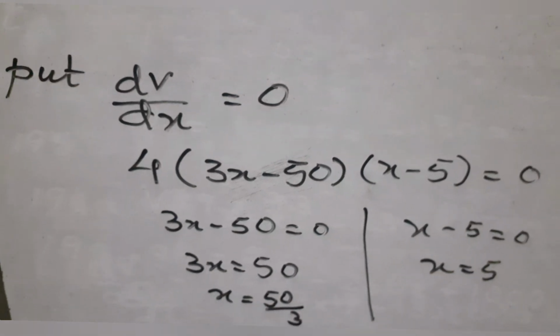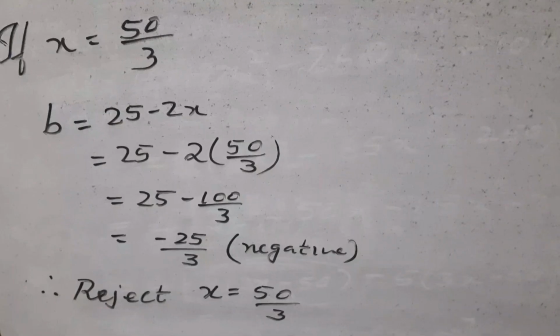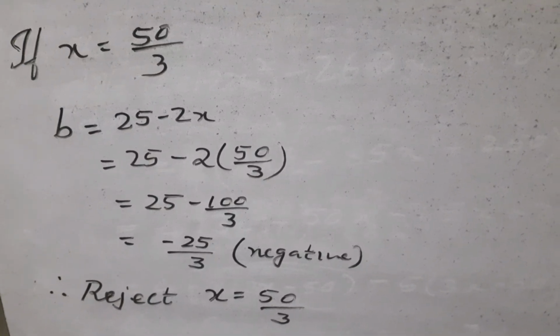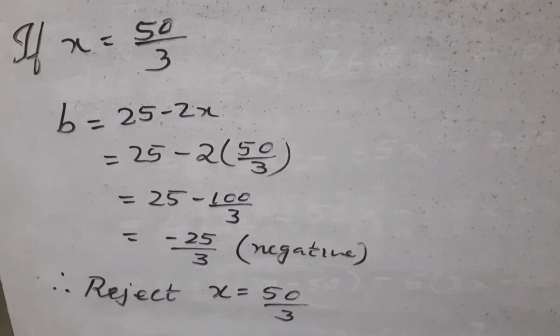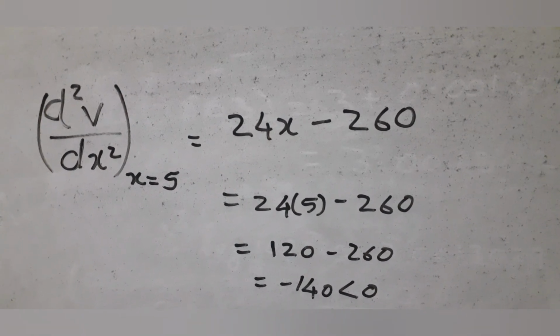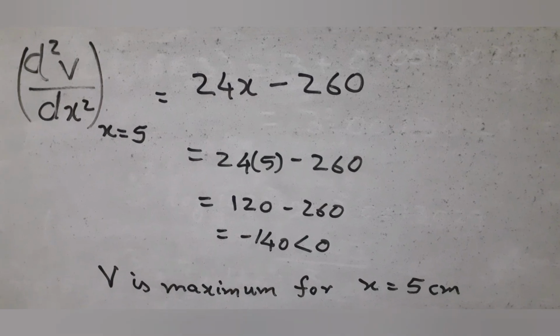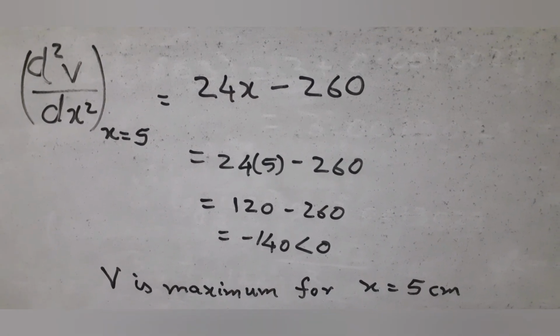Equate dv by dx to 0. Solving, we get x equal to 50 by 3 or x equal to 5. If x equals 50 by 3, then the breadth will be negative, so we reject x equal to 50 by 3. When x equals 5, the second derivative will be minus 140, which is negative. So by the second derivative test, we conclude x equal to 5 gives a maximum value of v.